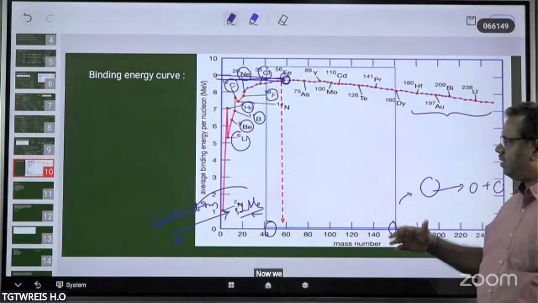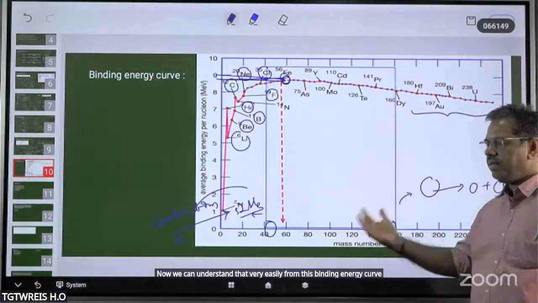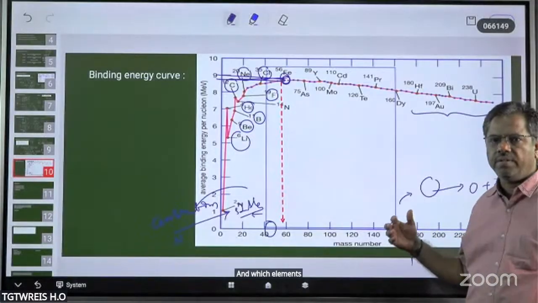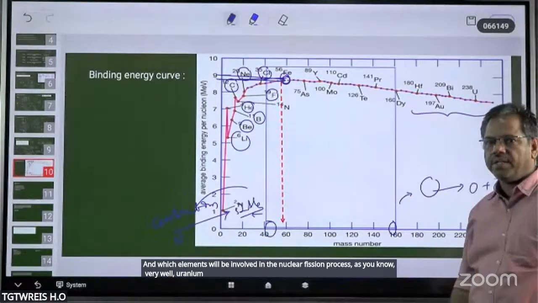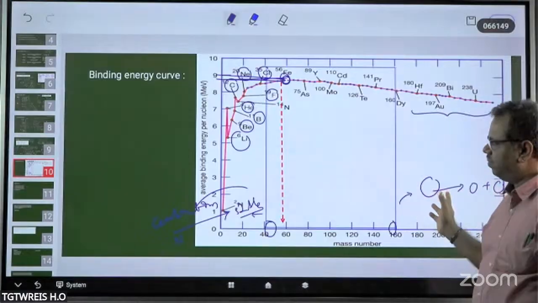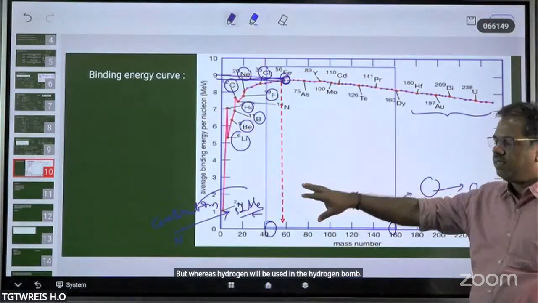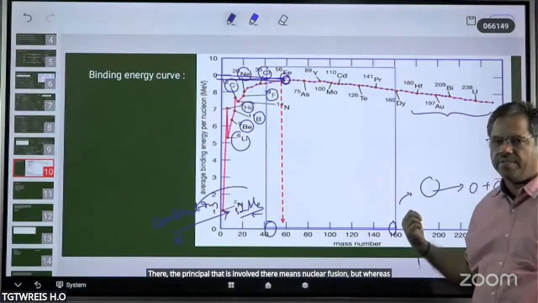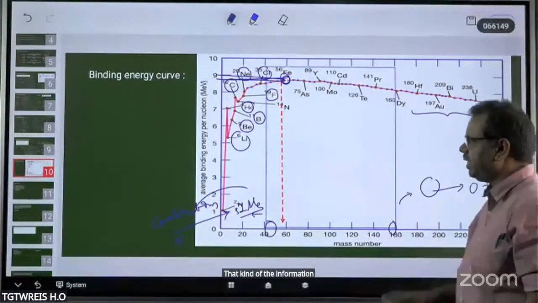Now we can understand that very easily from this binding energy curve, which elements will be easily involved in the nuclear fusion process and which elements will be involved in the nuclear fission process. As you know very well, uranium 235 will be used in the atom bomb. But whereas hydrogen will be used in the hydrogen bomb. There the principle involved is nuclear fusion, but whereas here nuclear fission will take place. That kind of information you will get from the binding energy curve.